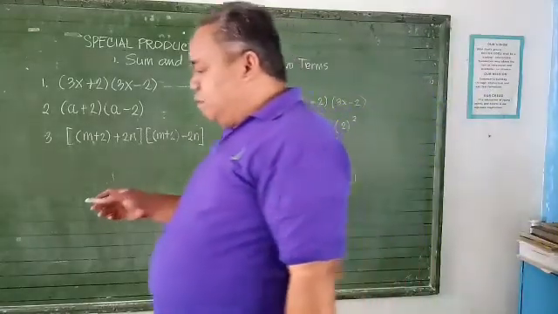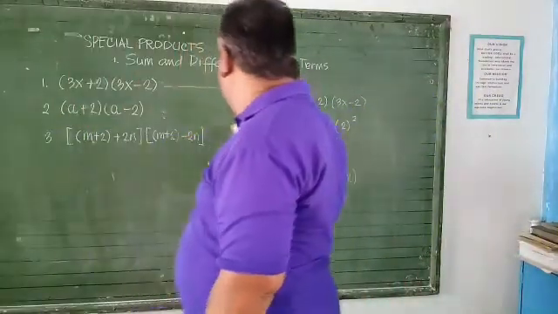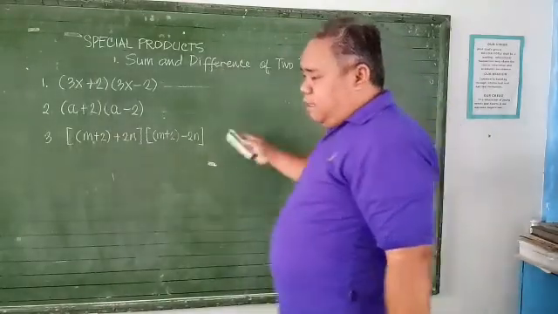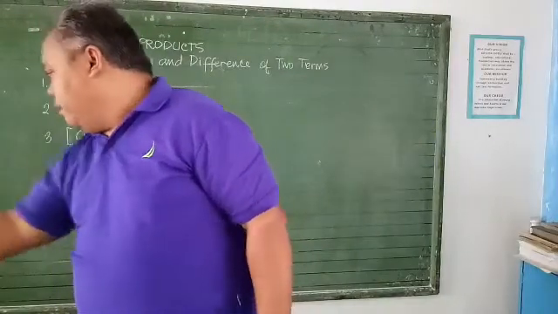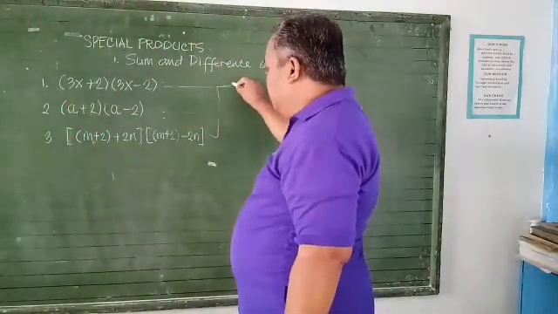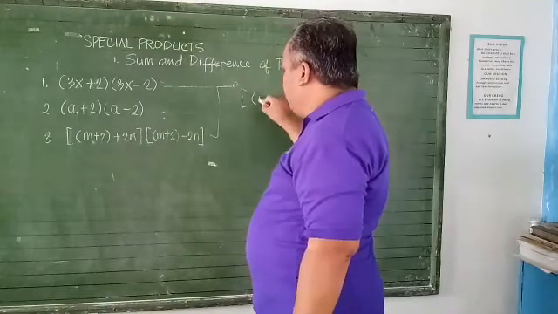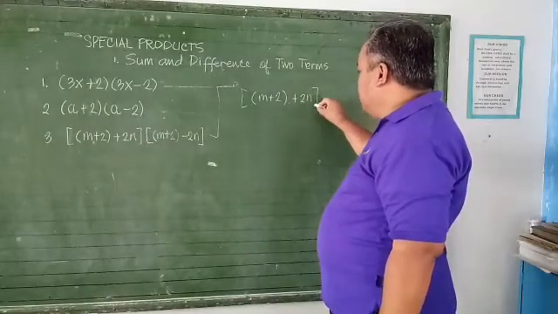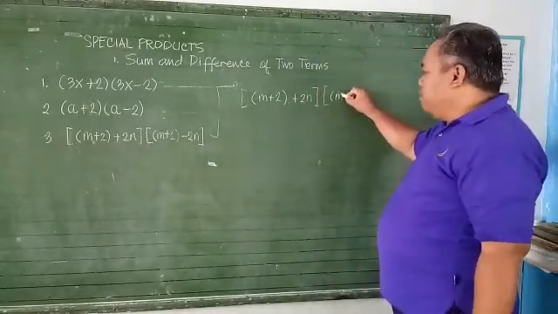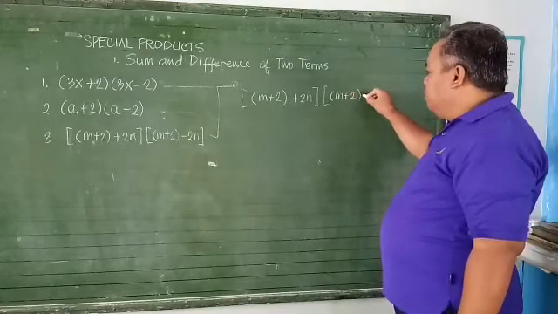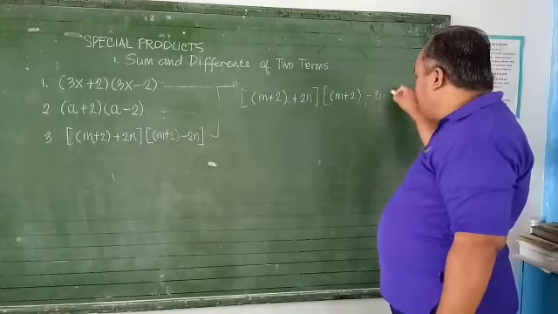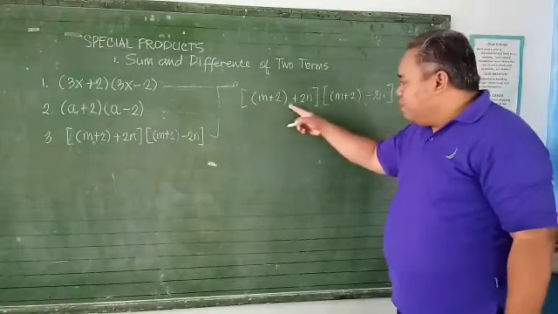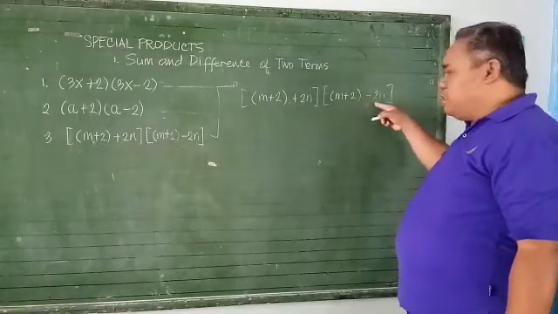Okay? So what about this number 3? Okay, let's erase this one. For number 3 we have a given quantity n plus 2 and then plus 2n, multiplied by quantity n plus 2 minus 2n. So you have to identify what will be your first term and what will be your second term. So this is your first term, this is your second term. This is your first term and this is your second term.